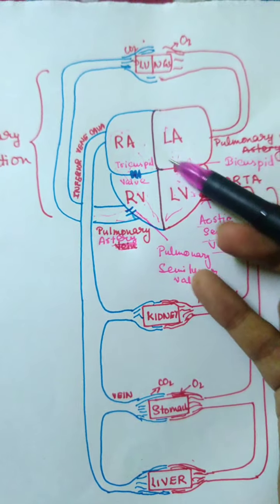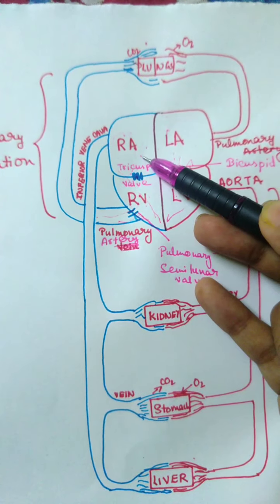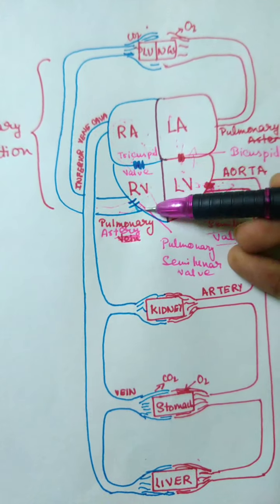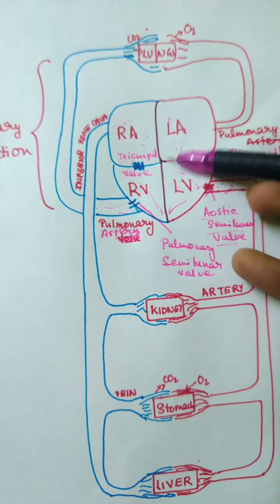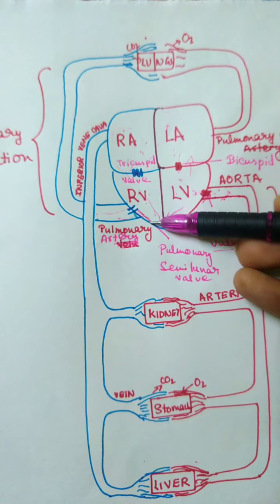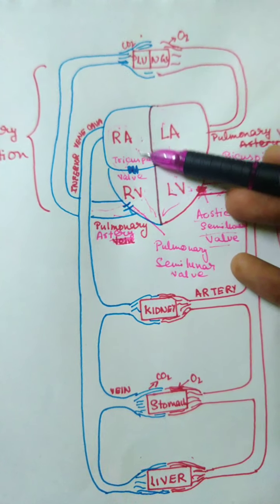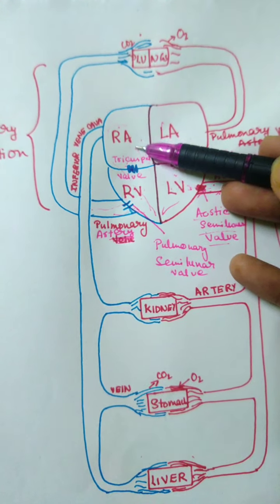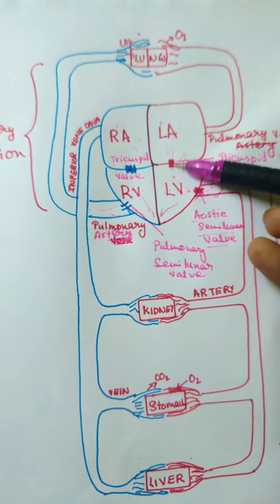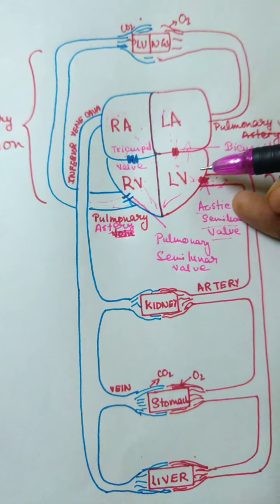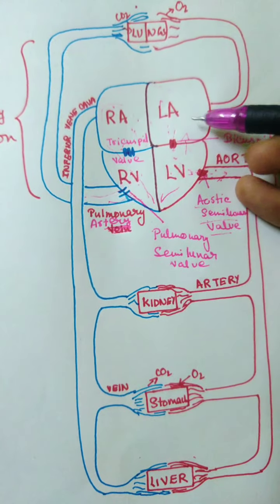The right atrium and the left atrium, they contract and squeeze the blood and force it into the ventricles. When the ventricles contract in their turn, so as to prevent the backflow of the blood, the valves are present which close. They open only in downward direction, not the upward.